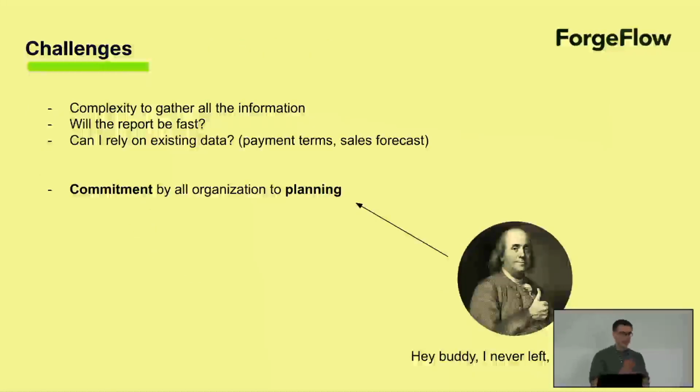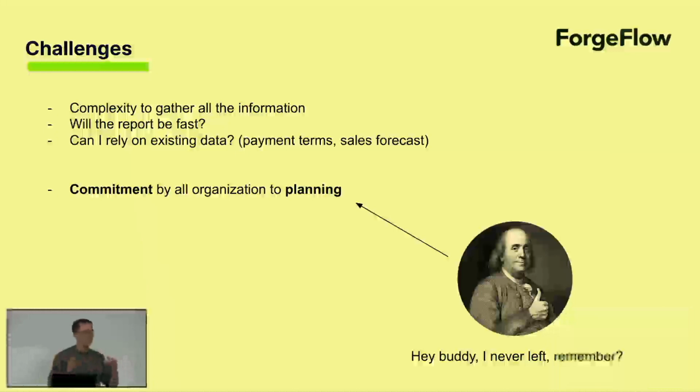So what can be the challenges? As we see, there is complexity in gathering all the information because it originates from many sources. Sometimes it's easy to grab, readily available. Sometimes it's more difficult. One of the questions is, will the report be fast enough to handle all this complexity? Can I rely on existing data? Are the payment terms a good source of information? Should we use something else aside from the payment terms? If the customer is not paying on that date, can we renegotiate the dates and enter the new terms somewhere? Otherwise the forecast is not improving.